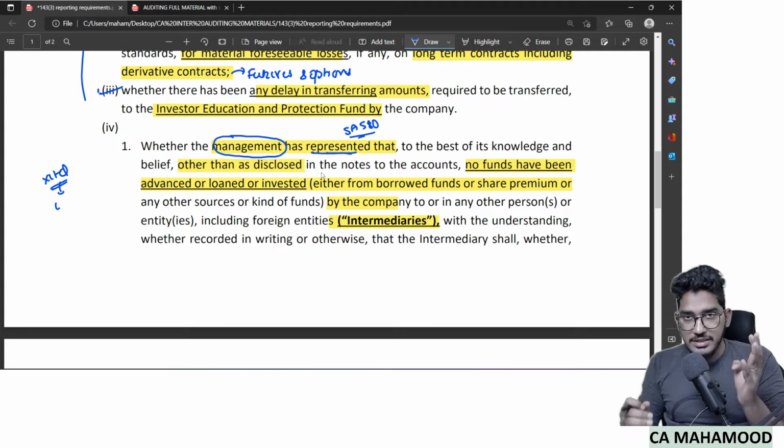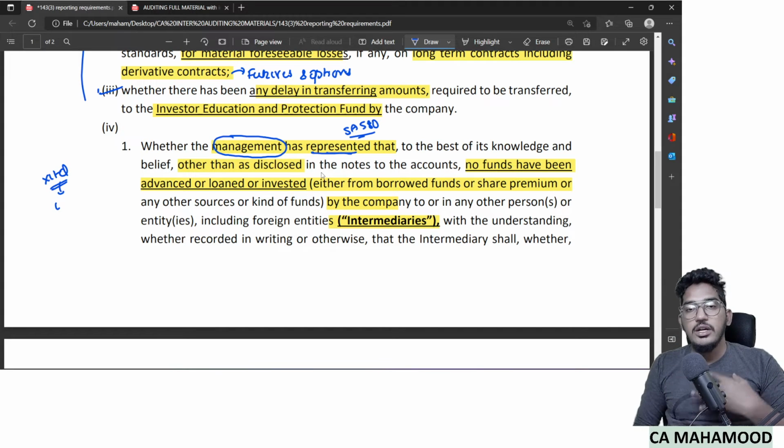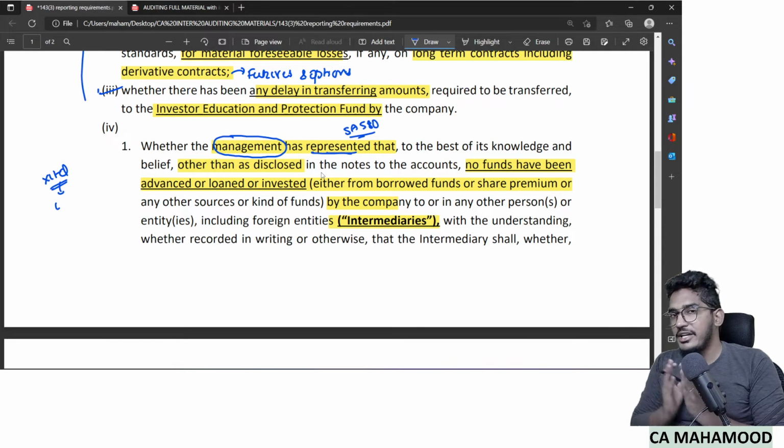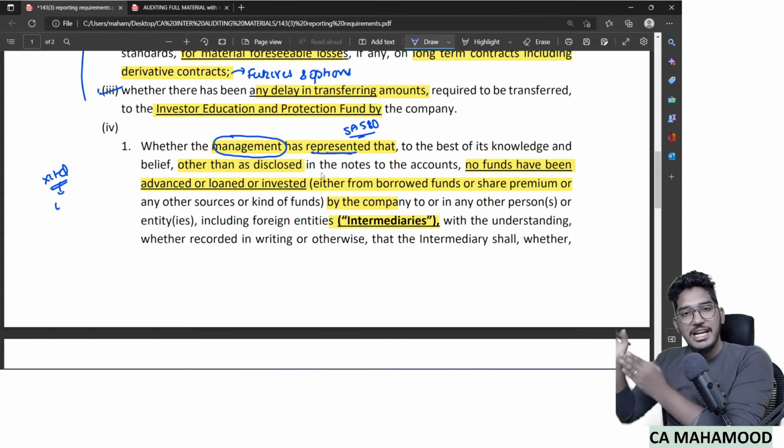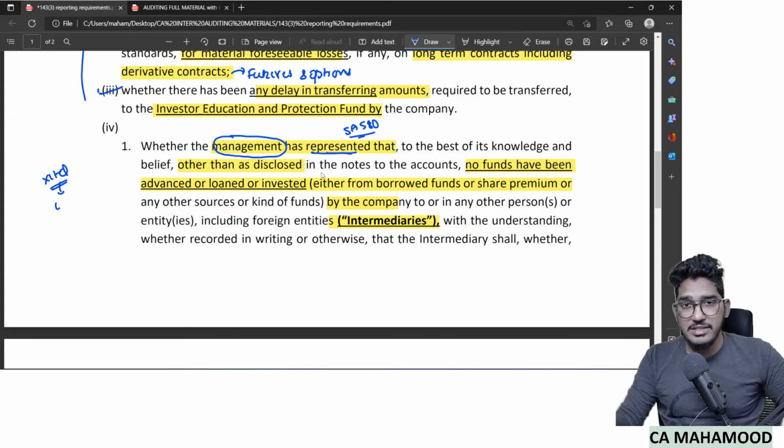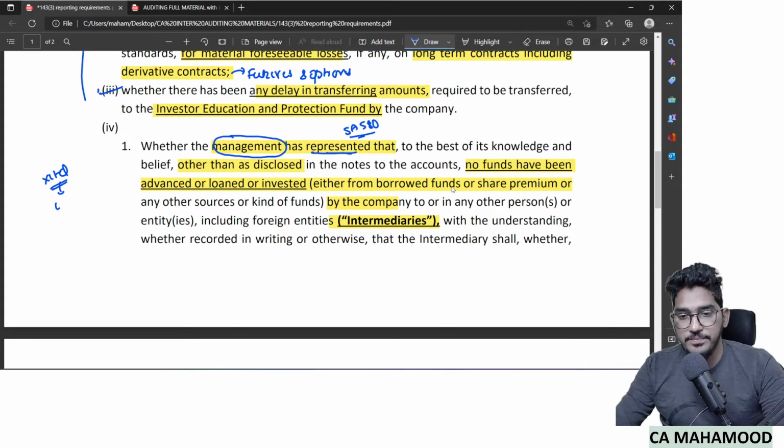So I should ask the management of the client company, to the extent they believe and they know, without disclosing in the notes to accounts, they should not have indulged in some transaction. That means by hiding from the shareholder, they should not do certain kind of transaction. Ask the management to give a confirmation that yes, really they did not do such a kind of transaction. Which kind of transactions? Let us try to understand.